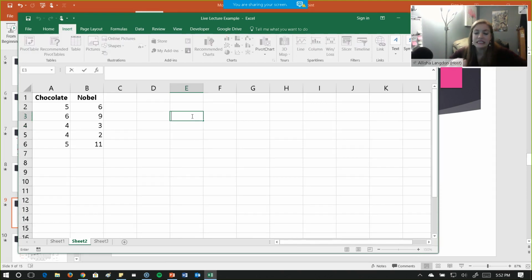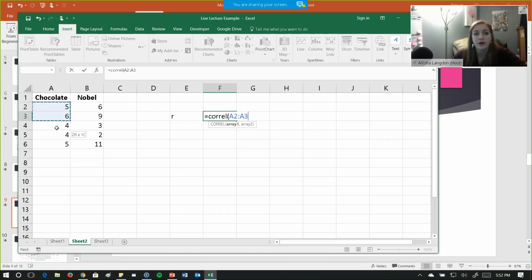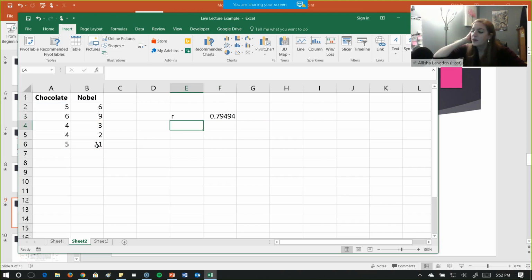So what we need to do is calculate R. I'm going to label it R, and I'm going to type equals CORREL, and in parentheses, select my first column, place a comma, select my second column, close parentheses, so I have both columns selected, hit enter, and we can see that our R, let me write this down, is 0.79494.